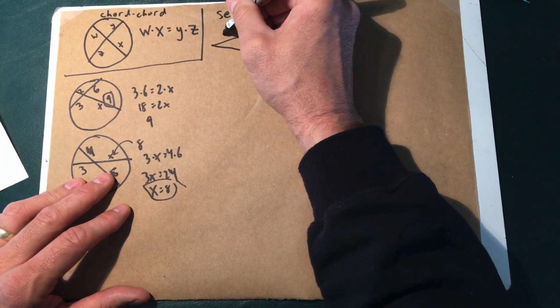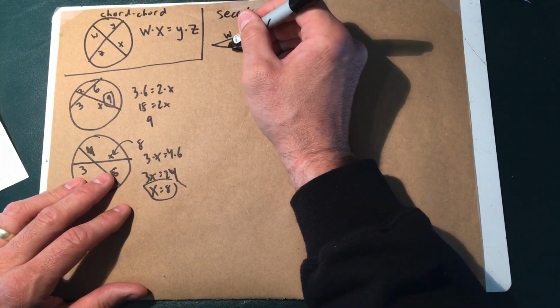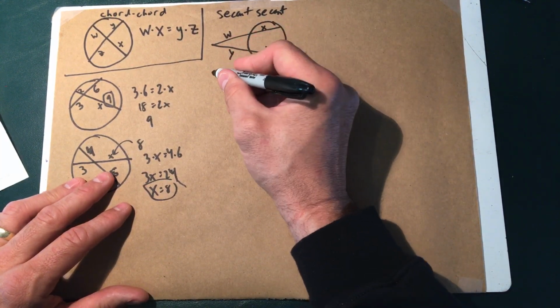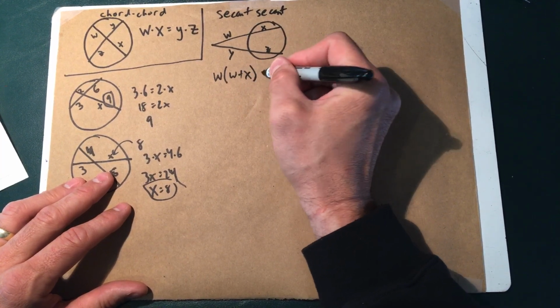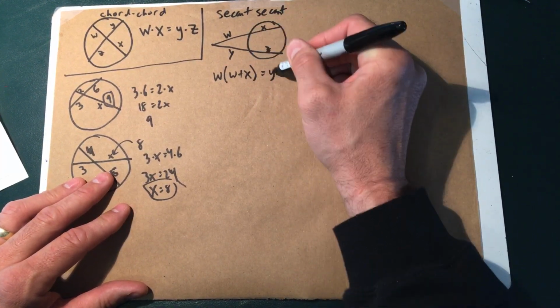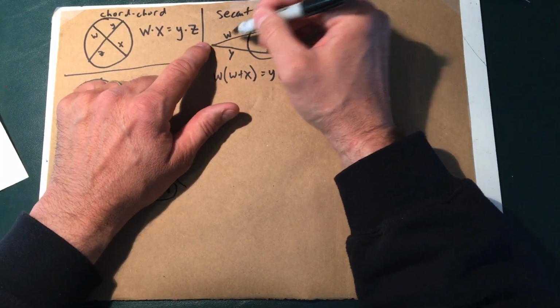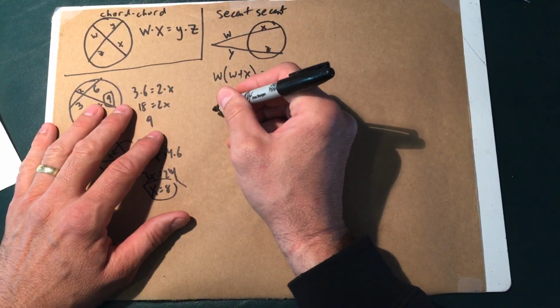All you gotta do, there's an outside part and an inside part. And there's an outside part, and there's an inside part. So the outside part times the whole thing is equal to the outside part times the whole thing. So it's like the exterior part of the secant times the entire secant. Now this is a little bit weird, so I need to show you a couple of these.